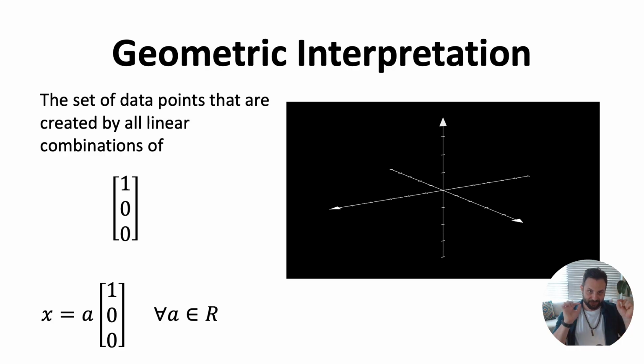So I'm interested in finding the linear combinations of all points, data points, of a times (1, 0, 0). So note that (1, 0, 0) is a point. It's not necessarily a vector. It can be a point. And a times (1, 0, 0) is also a point.